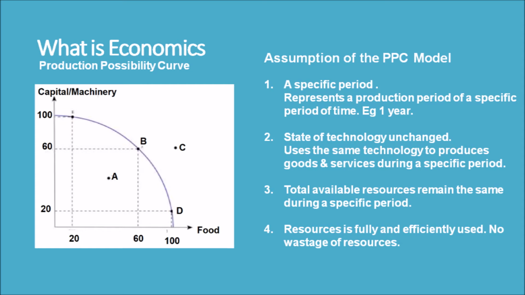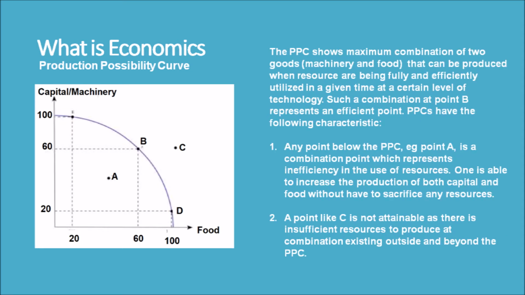No wastage of resources. The PPC shows the maximum combination of two goods, machinery and food, that can be produced when resources are being fully and efficiently utilized in a given time at a certain level of technology. Such a combination at point B represents an efficient point. PPCs have the following characteristics.